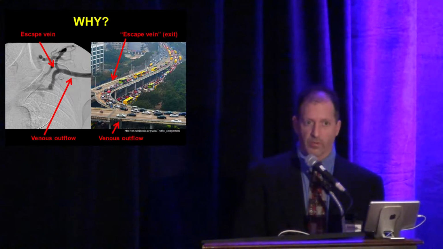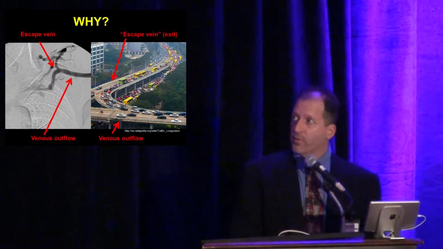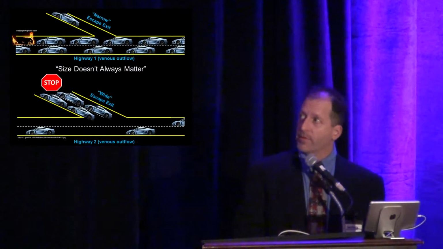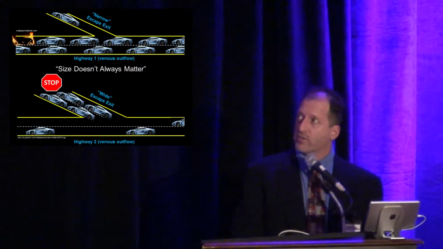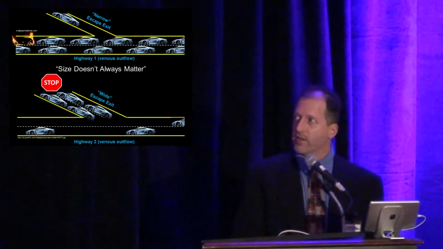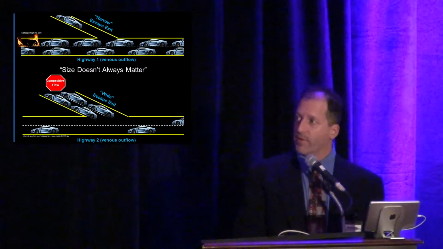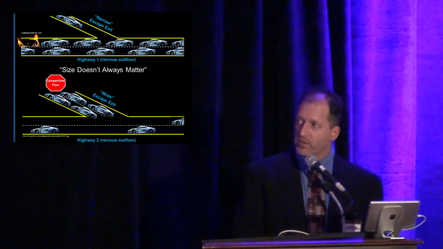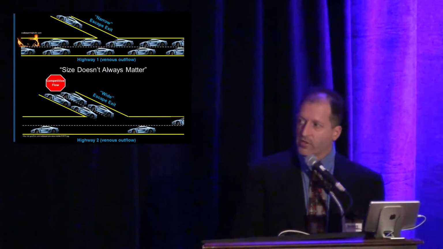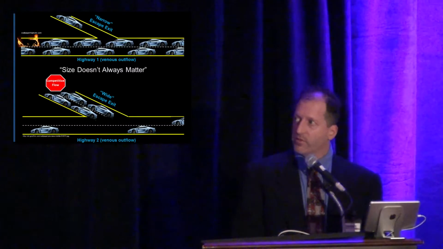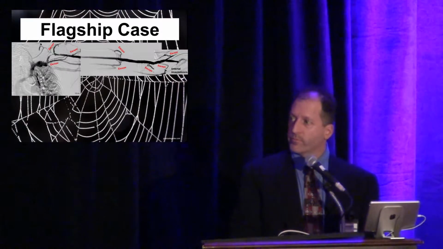So basically, we're dealing with competitive flow. Here's another way to look at it. Here's the top and the bottom. If you look at the top, there's a little narrow escape vein, but that's wide open, and maybe there's a car fire or something like that going on. There's a problem with the main outflow. Meanwhile, on the bottom one, you see a large escape vein, and the cars are flying through the venous outflow because you might be dealing with a competitive flow.